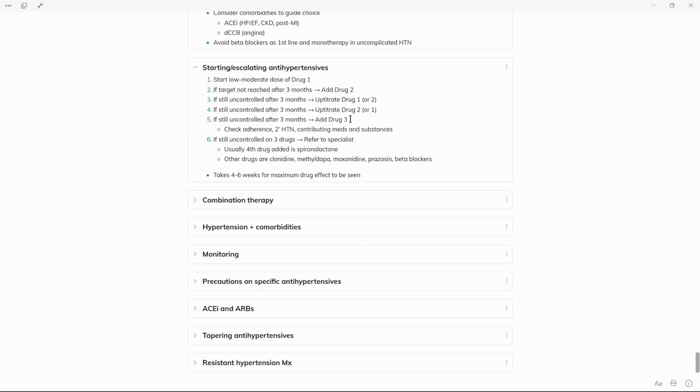Usually the fourth drug that is added to control the blood pressure is spironolactone or an MRA. Other drugs that may be used include clonidine, methyldopa, moxonidine, prazosin, and beta blockers.